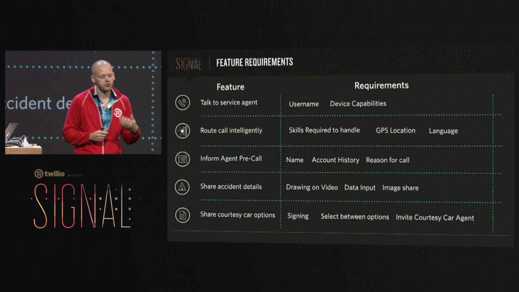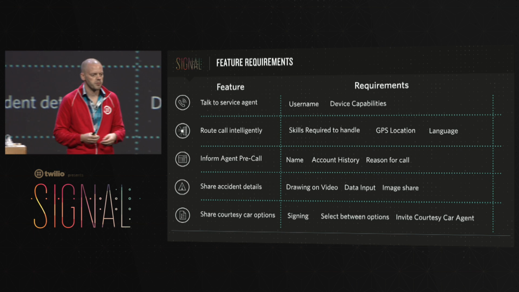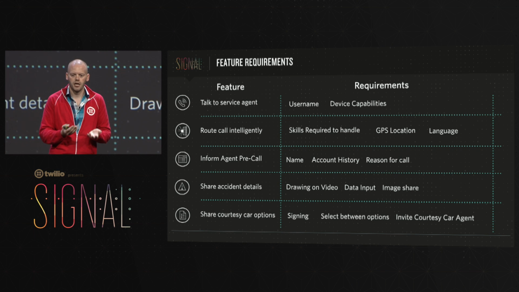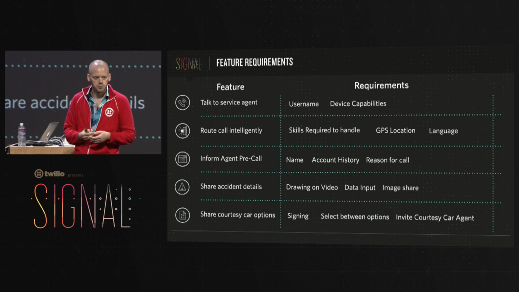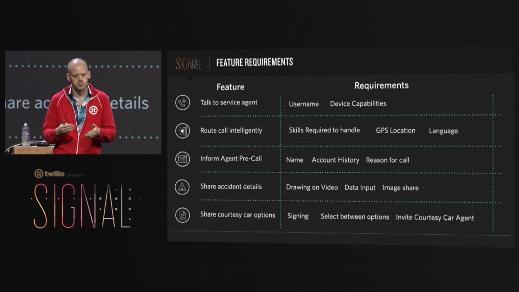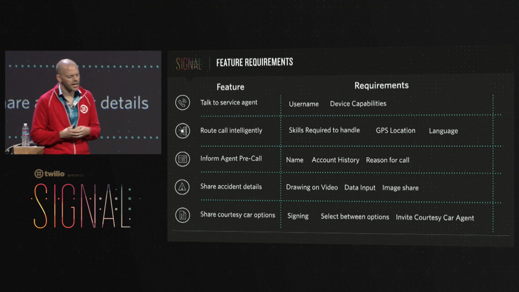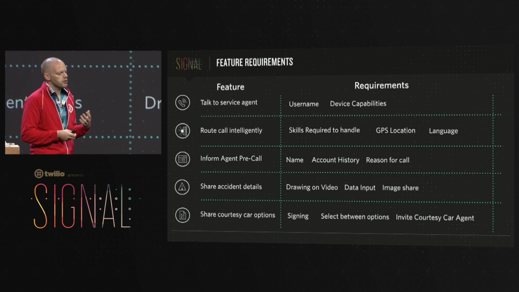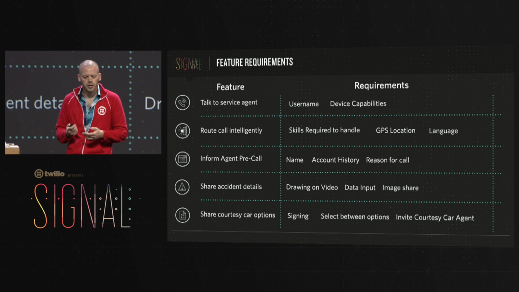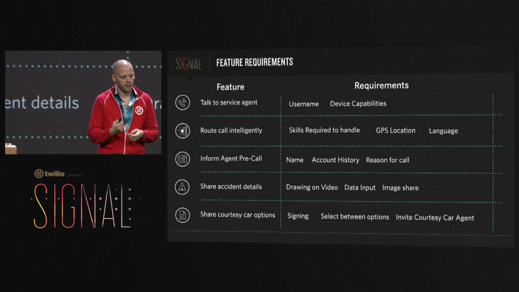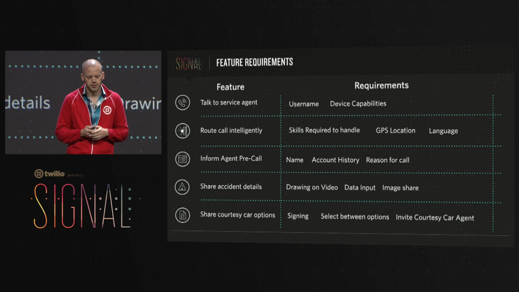So that's the things like the drawing on top of the video capabilities, but also generally any kind of data input. That might be signing something, it might be selecting between something, it might be entering some text data. And then I want to be able to share courtesy car options and choose my courtesy car. So we're going to think about how we would build an application to do these kinds of capabilities.